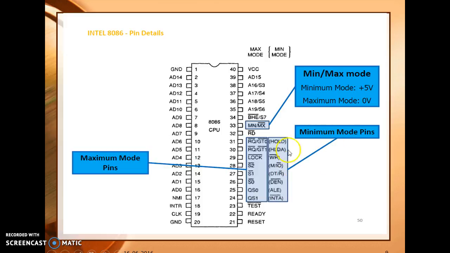In minimum mode we have two DMA pins, then read and write, memory or IO operation, data transmit or receive, data enable, address latch enable, and interrupt acknowledge. In maximum mode we have the status signals, queue status, then request as well as grant, then the lock signal.